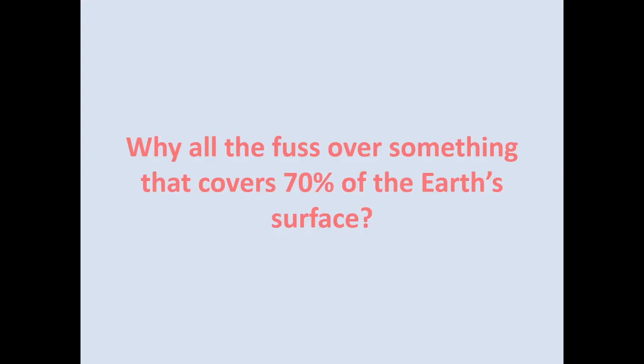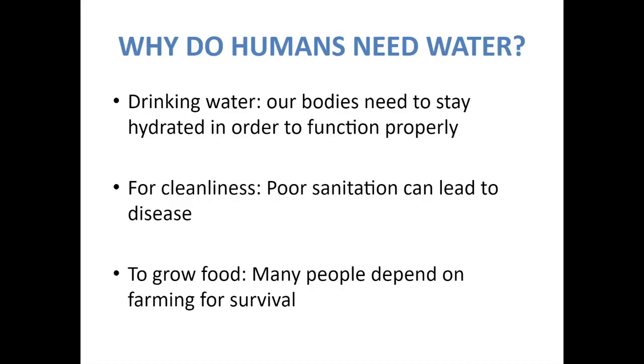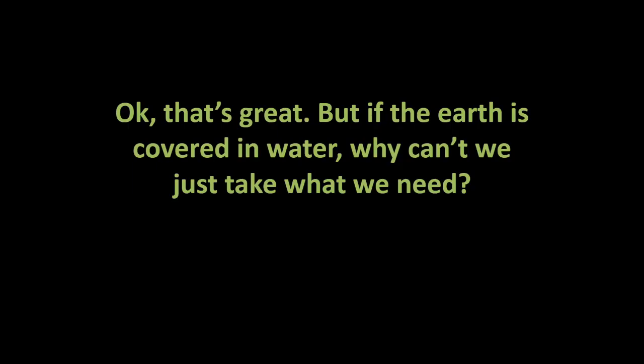Why all the fuss over something that covers 70% of Earth's surface? Why do humans need water? Well, we need water to drink. Our bodies need to stay hydrated in order to function properly. We need water for cleanliness. Poor sanitation can lead to disease. And we also need water to grow food. Many people also depend on water for farming, and they farm their own food for survival.